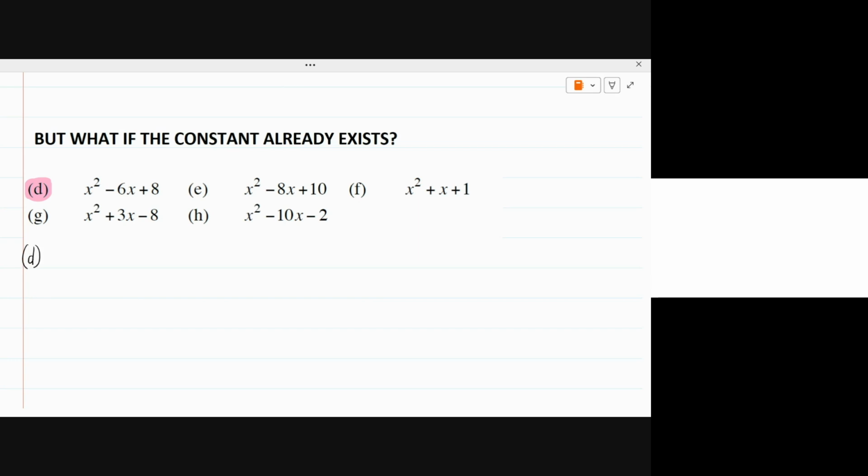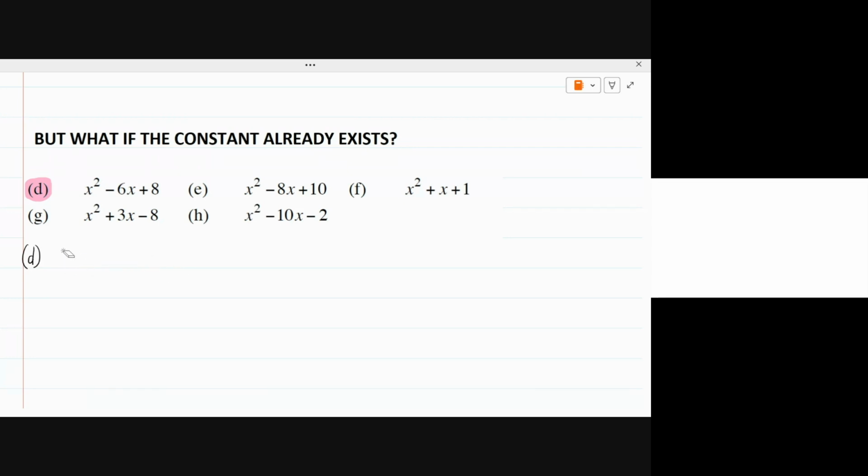Just factorize for me. And you'll note, as you're factorizing, that you are not going to get a perfect square. Are we in agreement? We are not going to get a perfect square. I'm going to get x minus 4 and x minus 2. That's not a perfect square. But now let's say, for instance, I actually do want this to have a perfect square.